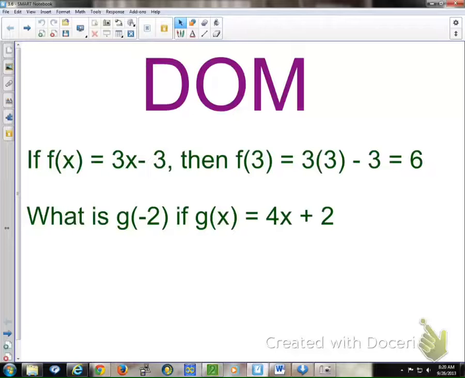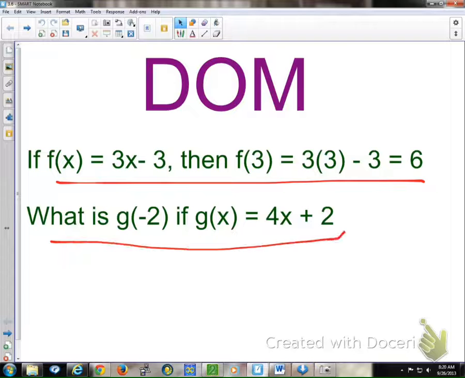Negative 6. This is all you had to do yesterday. Look at an example, and then use that for your problem.